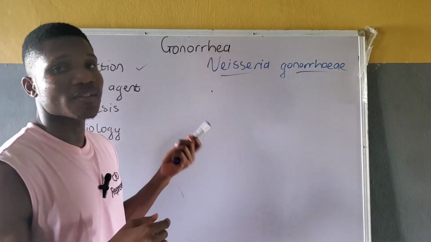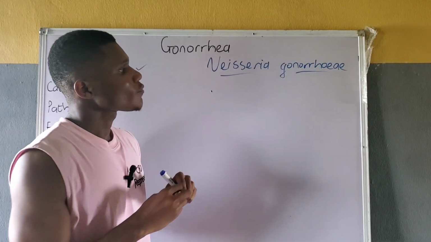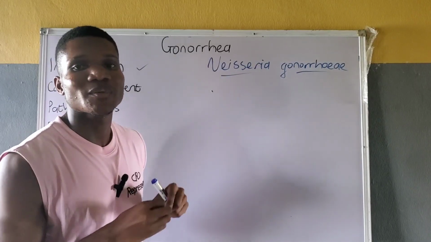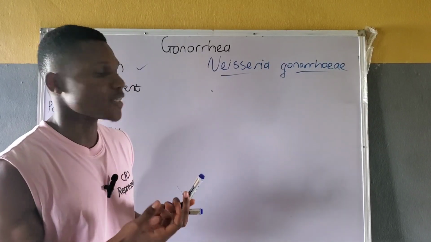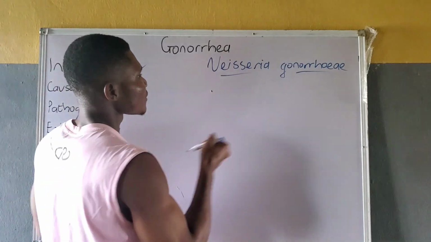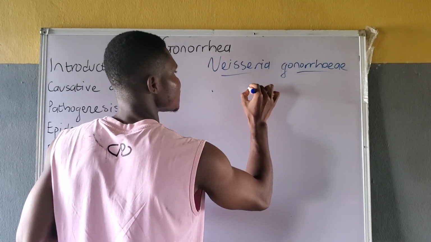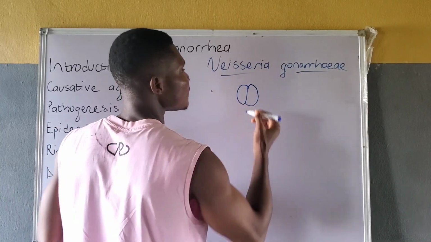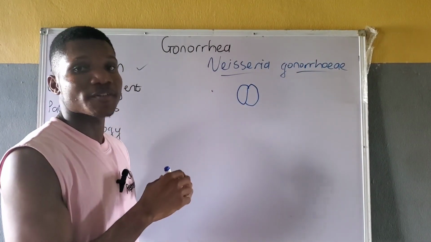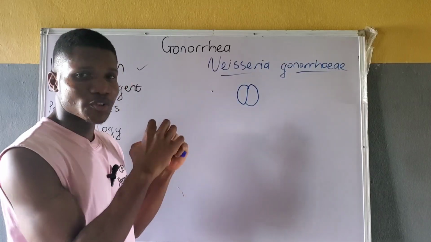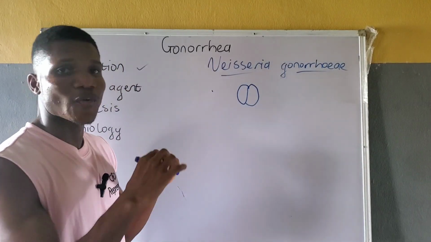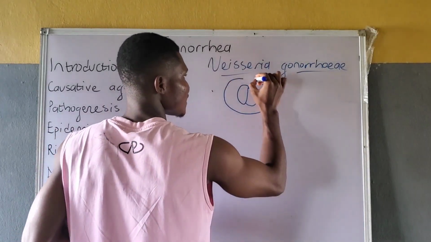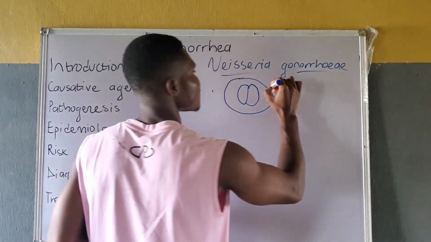This is a gram-negative organism. It is usually seen as kidney-shaped diplococci that are located intracellularly within polymorphonuclear leukocytes in clinical samples. A diplococci is basically two spherical bacteria conjoined together, and they're usually enclosed intracellularly within a polymorphonuclear leukocyte.